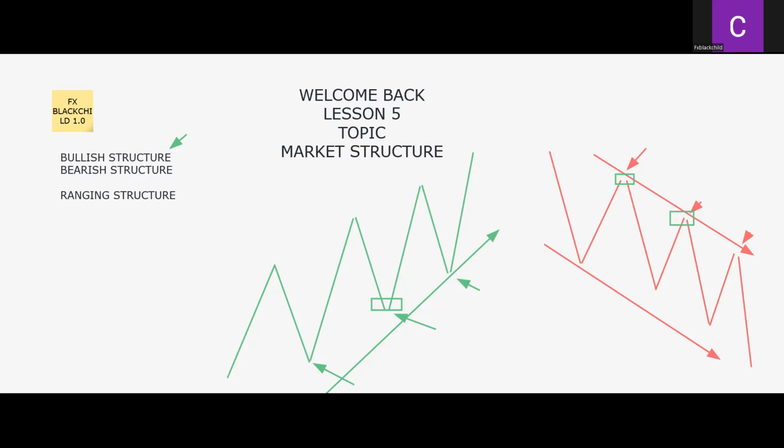So this is what is called a bullish structure. This one is a bullish structure. Why? Because it's going up. This is called a bearish structure. Why?